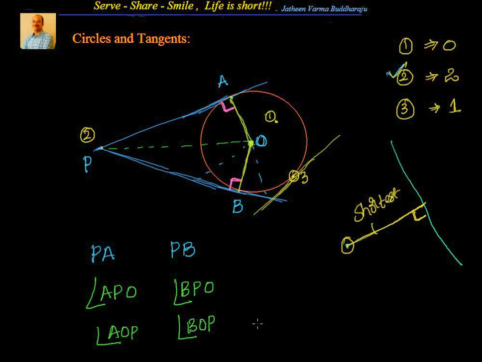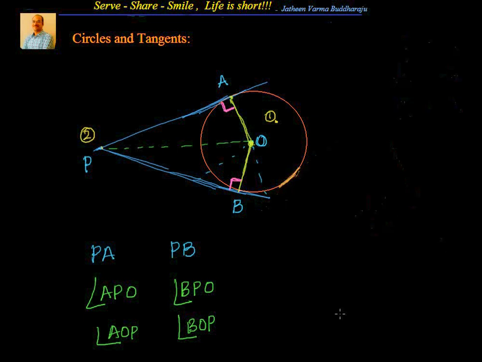This is what we want to focus upon. We are now interested to find out. We have been told that yes, from an external point you can draw two tangents. That's perfectly fine. Now what is the relation between them? Are they equal? Yes. If so, how can we prove it? That's what we will look into now.